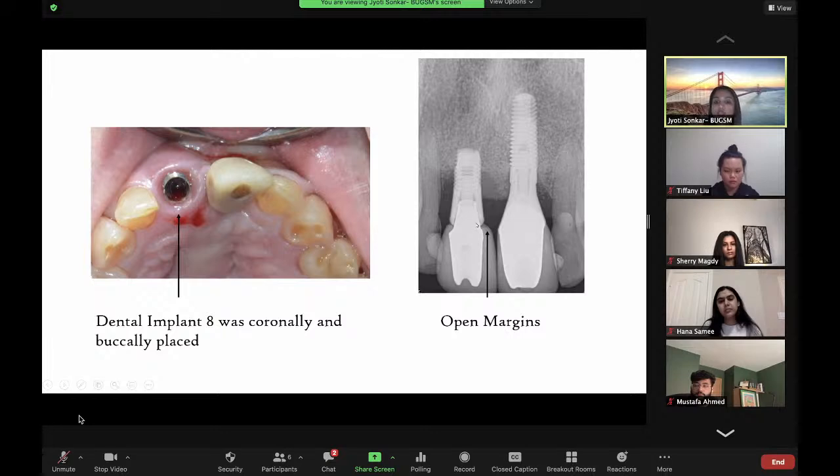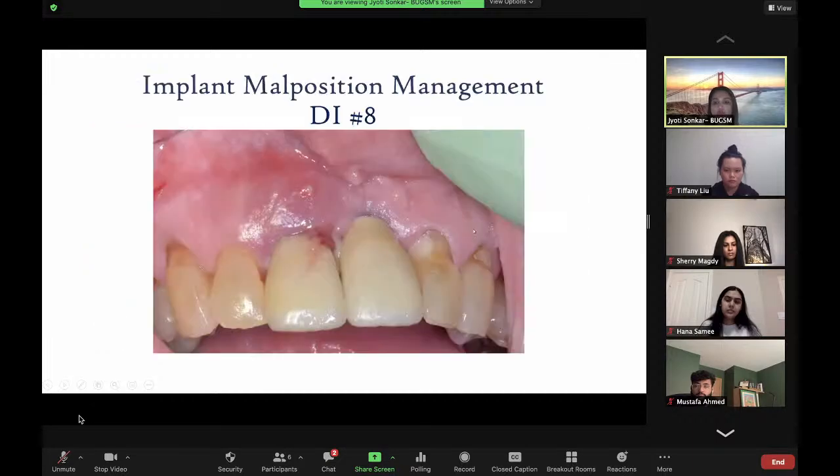And when you don't respect the anatomy, nature fights. That's how this implant ended up getting infected and really ended up having the complication. And imagine, it's a front tooth. The patient really underwent a lot of trauma. This was the front tooth. The patient wasn't happy. It was just a failure in every aspect.